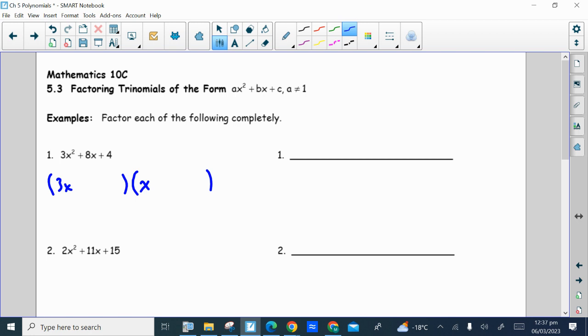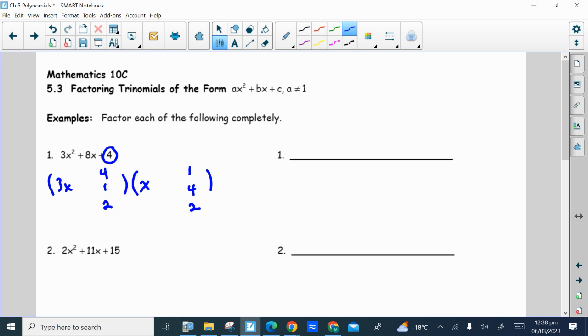Okay, now the last terms in the binomials have to multiply together to get the plus 4. So you've got a couple options here, right? You could have 4 and 1, a 4 in the first bracket, a 1 in the second. Or you could have a 1 in the first bracket and a 4 in the second. If you multiply them out, both of these, you'll get a different middle term. We need to get a middle term of positive 8x, okay? Or there could be 2's in each bracket. You can get 4, the last term of the trinomial, by going 4 times 1 or 1 times 4, or 2 times 2.